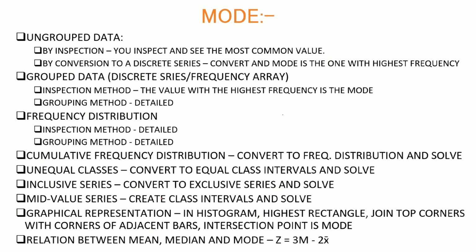Now what about the graphical representation? In a histogram, the highest rectangle will join the top corners with the corners of adjacent borders, and the intersection point is the mode. Now the relation between mean, median, and mode is that the mode is equal to 3 times the median minus 2 times the mean of the same data. Okay, you can try this on one kind of data and check it for yourself. Is this formula provable?